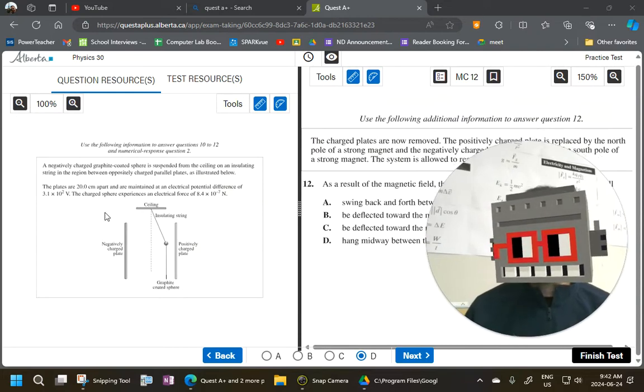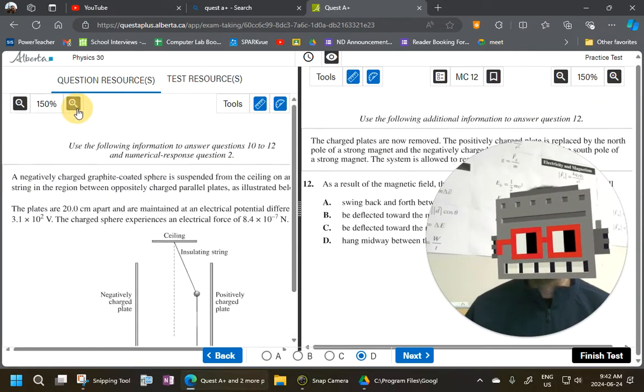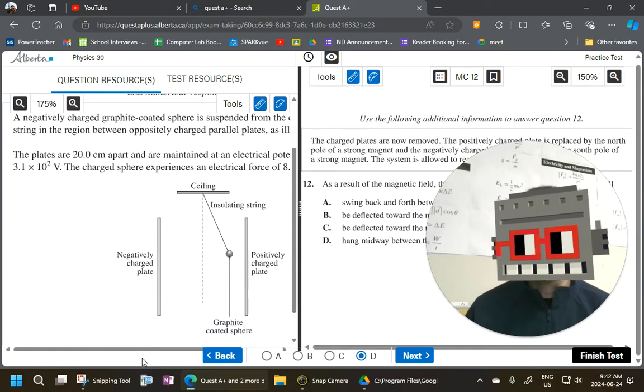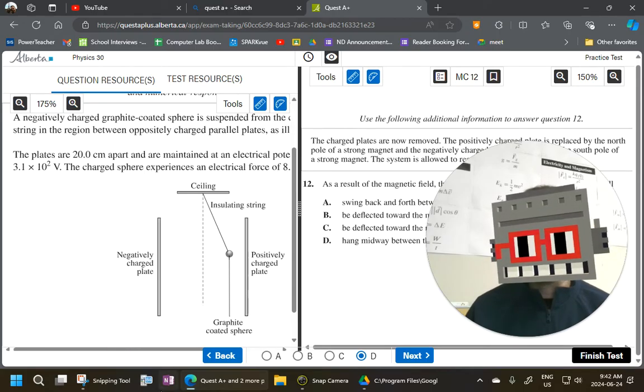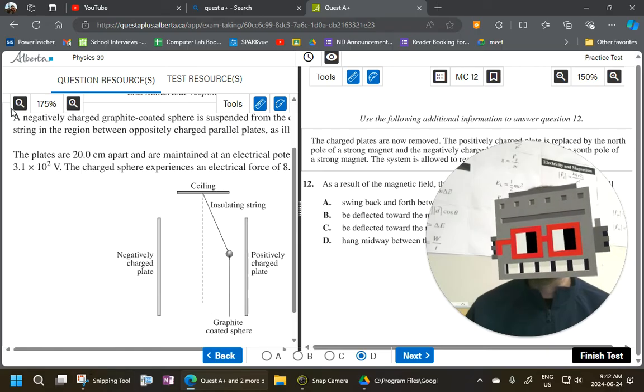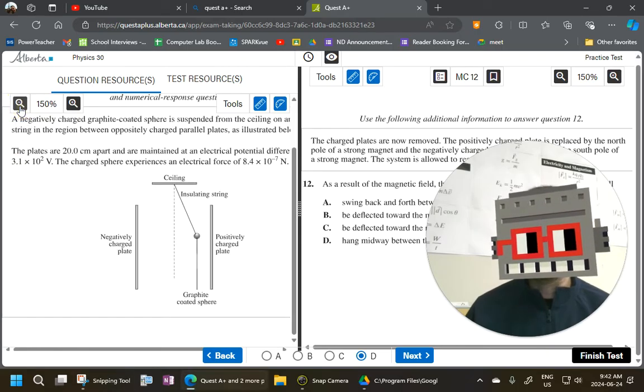I'm going to zoom in and talk about why that's the case. You might think, oh, it's deflected because this moving negative charge is going to produce an electric field. But if I use my hand rules, for some reason I can't grab that. Let me zoom out here.